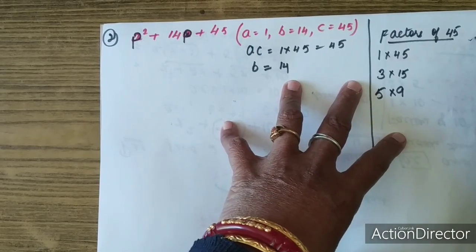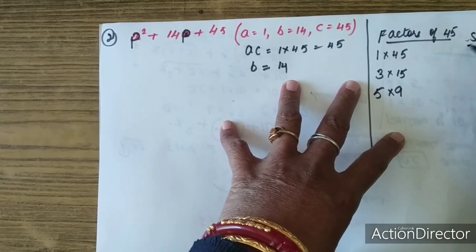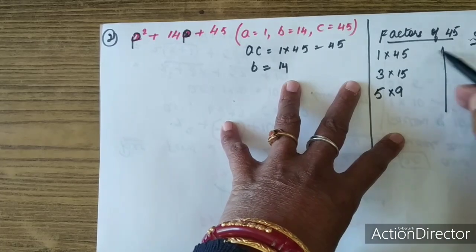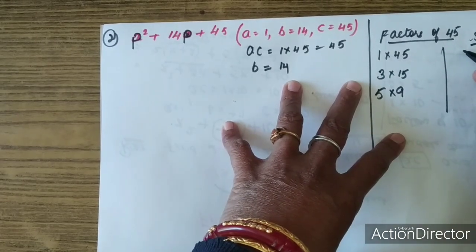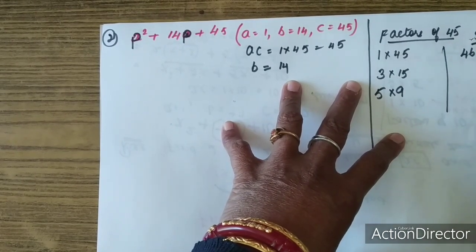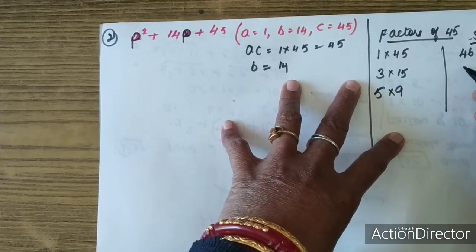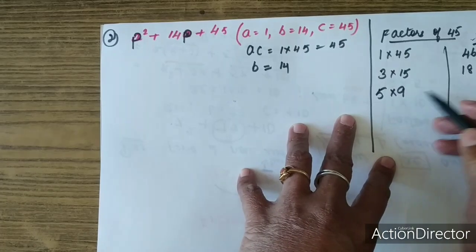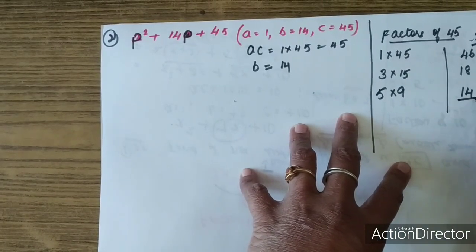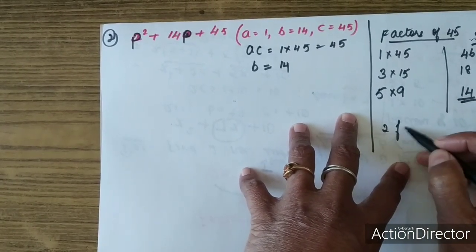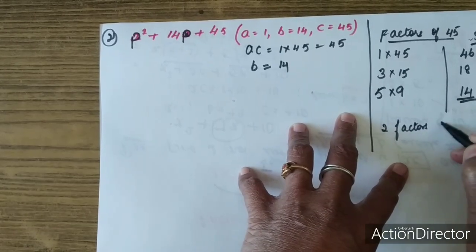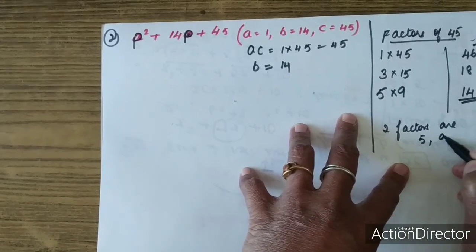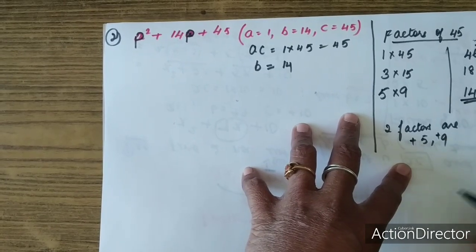Now, here I will be writing the sum and check whether it is equal to 14. 45 plus 1 is equal to 46, so this factor is ruled out. 15 plus 3 is 18, ruled out. Now, 5 plus 9 is equal to 14. So my two factors are plus 5 and plus 9.